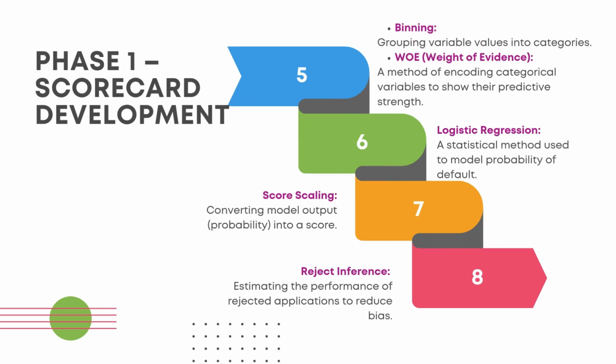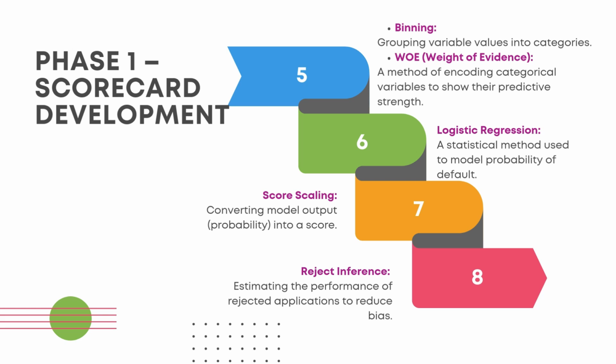Next step is binning, which means grouping variable values into categories. WOE, which is popularly known as weight of evidence. It transforms binned variables to show how predictive each bin is. That is, it is a method of encoding categorical variables to show their predictive strength. Next is the logistic regression. It is a statistical method commonly used to estimate the probability of default.